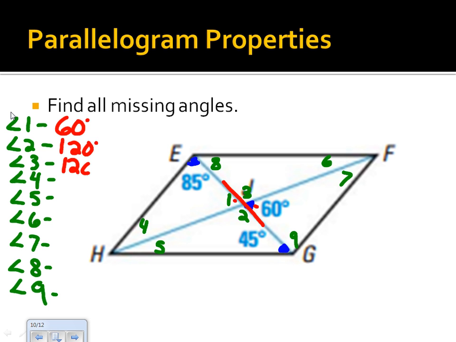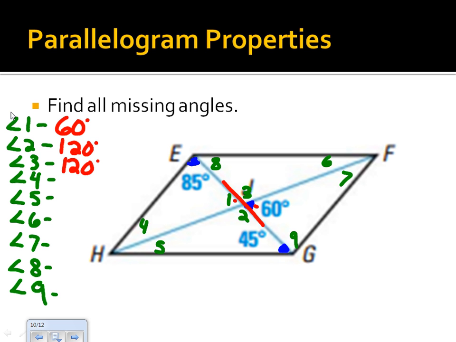But we also know that 3 and 2 are the same because they're across from one another. Everybody see 3 and 2? They're vertical angles. So 4, now this is where it gets a little tricky. So now we can figure out 5 because we know that 2 is 120, right? We know 2 is 120.